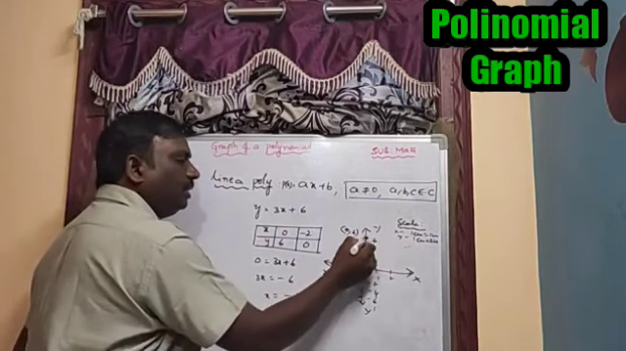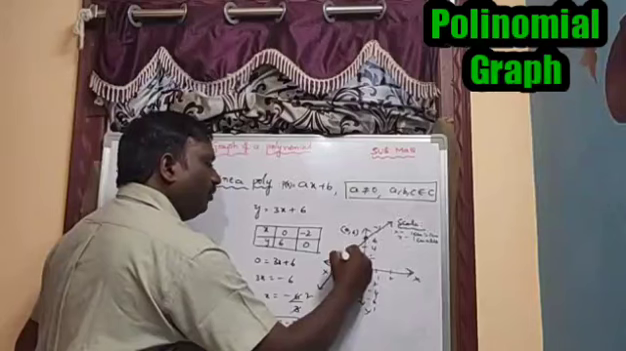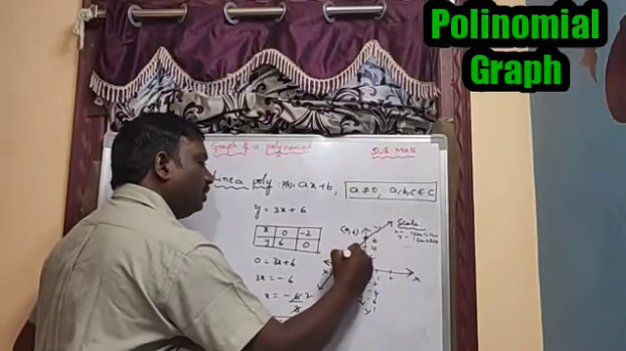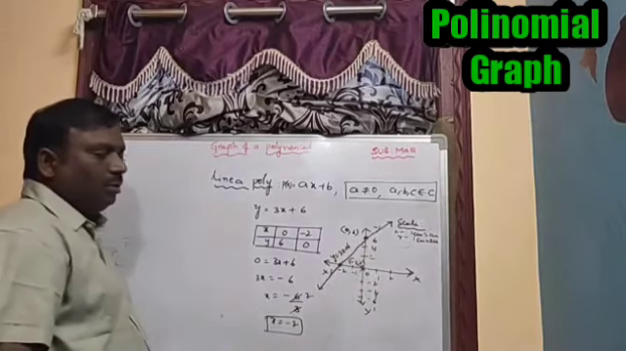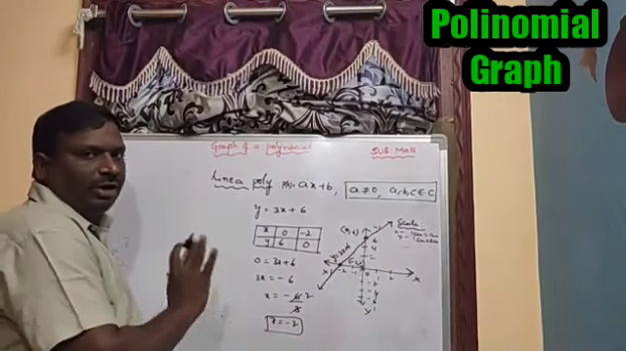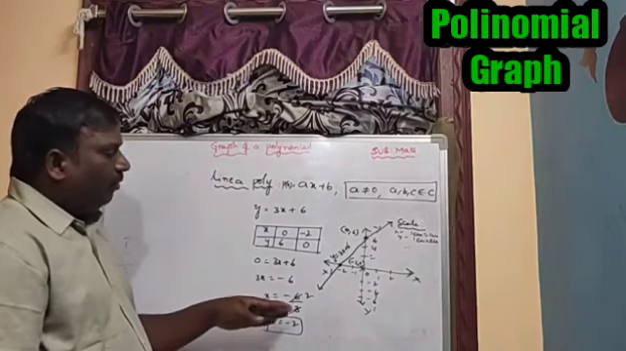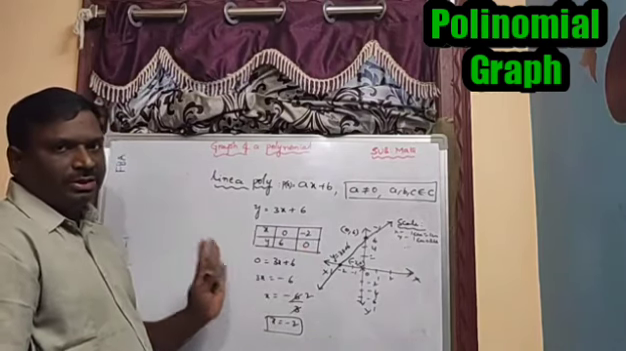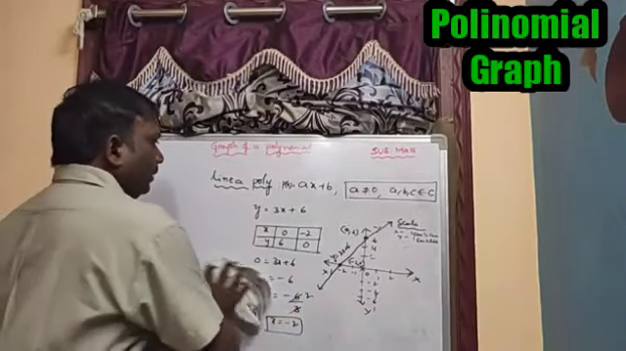When you extend the line like this, definitely we'll get a straight line, and write the name of the line, y equal to 3x plus 6. Now we have completed the graph of a linear polynomial. We can conclude that the graph of any linear polynomial is a straight line.